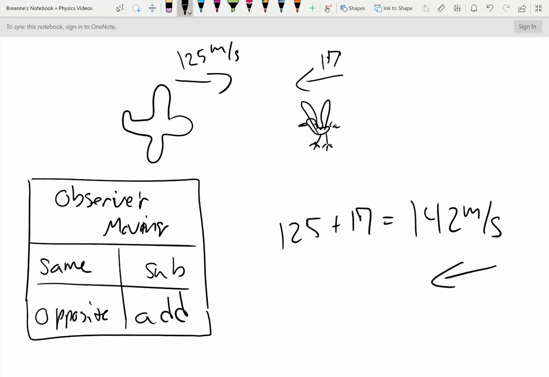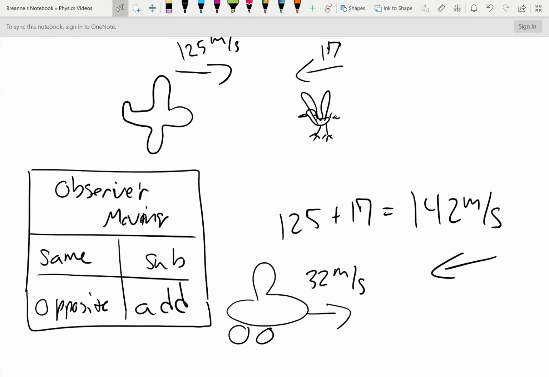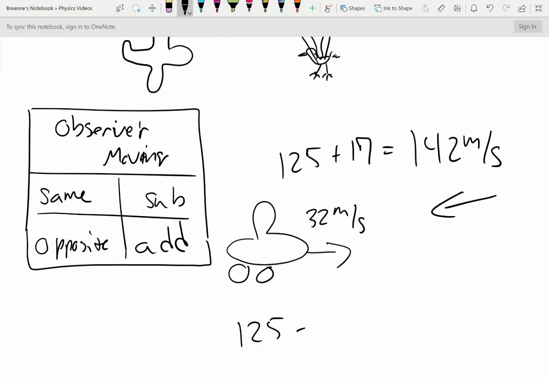But now we're going to look at the plane and the car. So down here, the car is going in this direction at 32 meters per second. So the car is going in the same direction. So you end up subtracting the two. So you do 120 minus 32, and you get 93 meters per second.